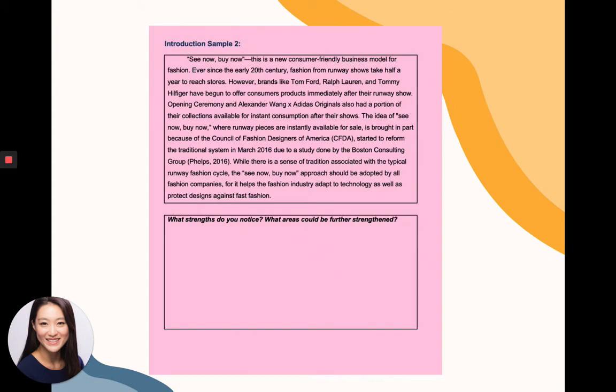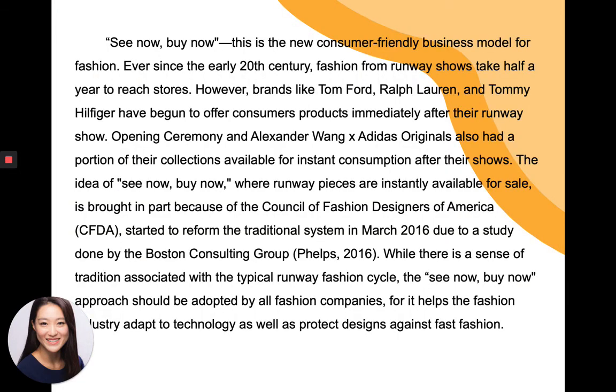Let's take a look at the second example. So I'm looking at the section that says Introduction Sample 2 in your pink booklet. So take a moment to read this paragraph on your own, and you might want to briefly pause the video here to read this introduction.